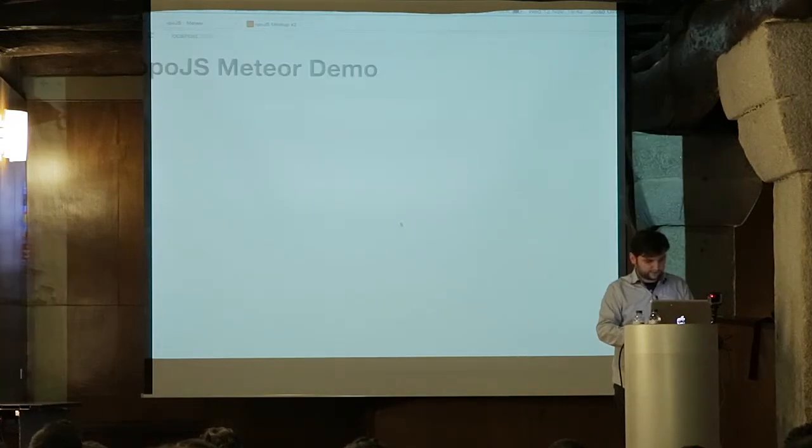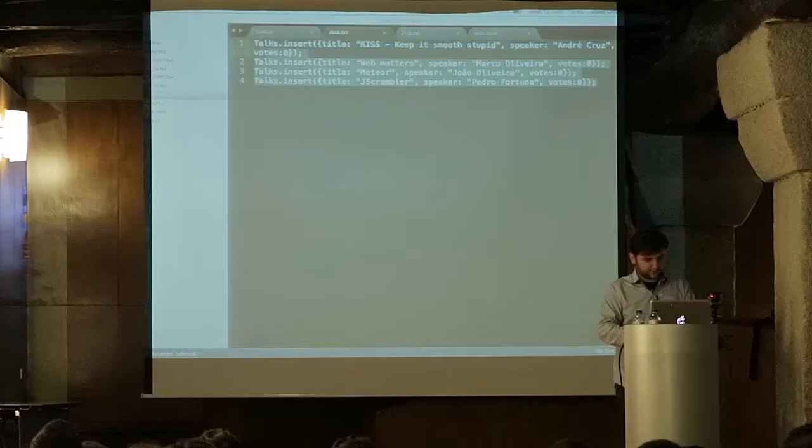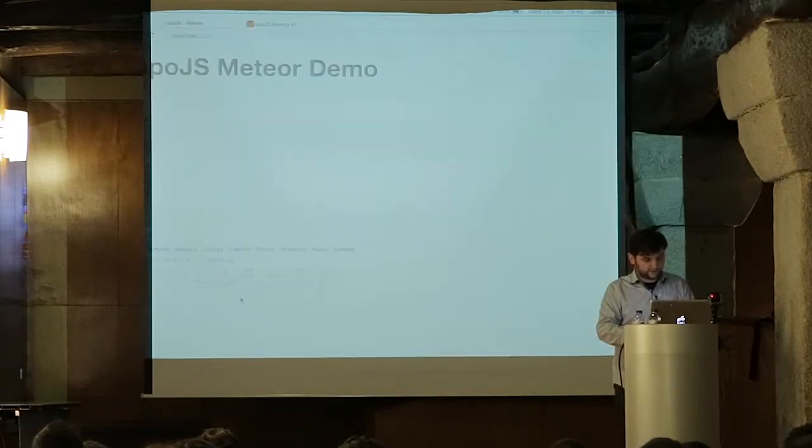Here's my localhost. Here's my app. Let me open the console. My list of talks is empty, so I'm going to use some Mongo commands to insert data directly on the client. This is going to insert the talks in my mini Mongo, and then it will synchronize to the server.